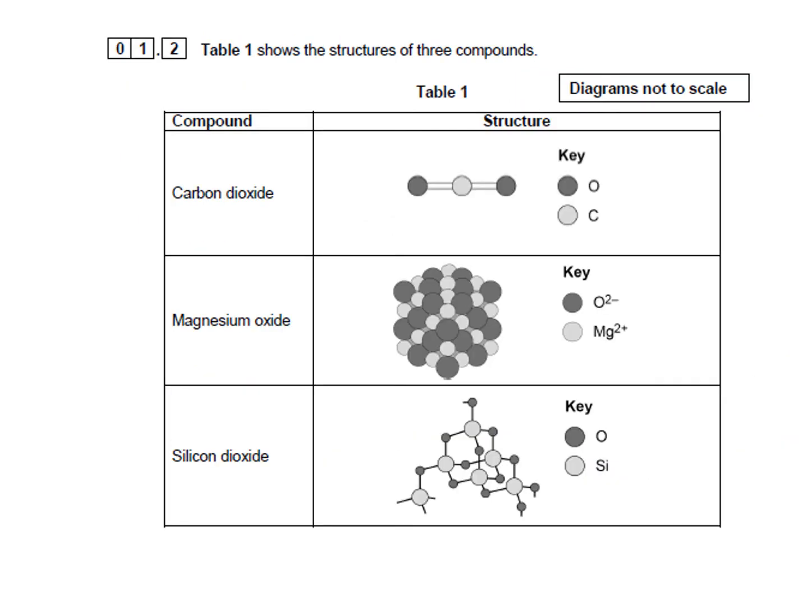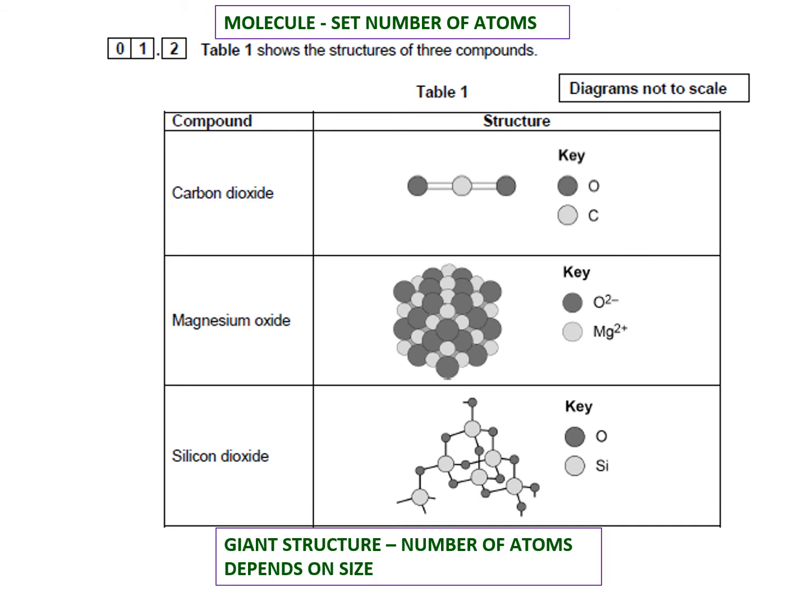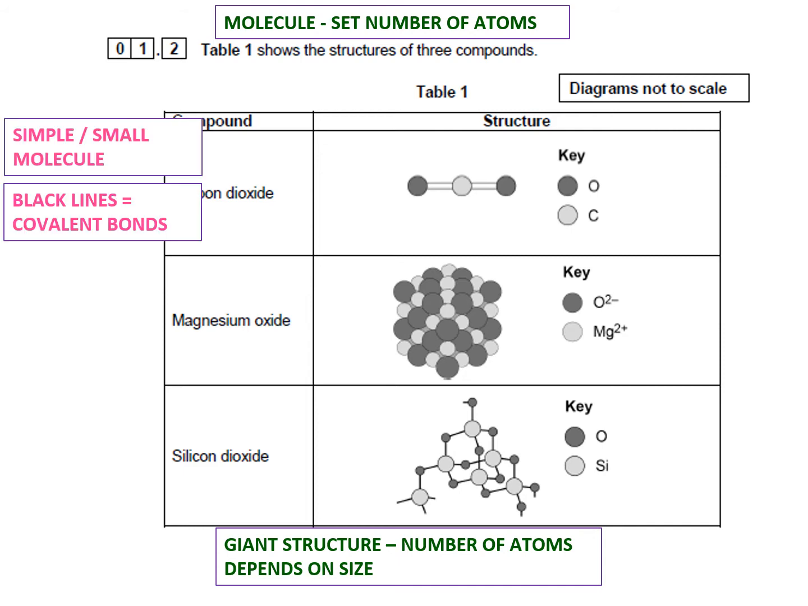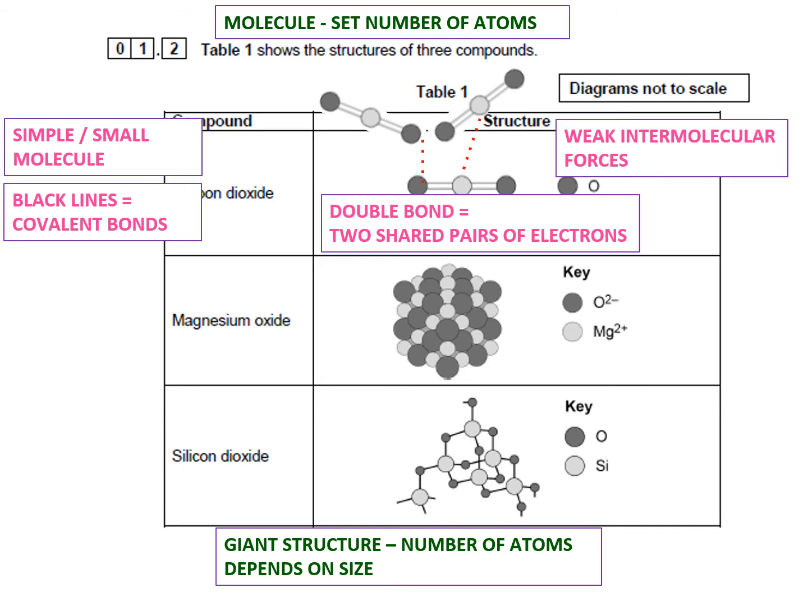Second part then, it's asking you for a long answer question, so you need to review and think about what you know. Carbon dioxide is made up of small molecules, whereas both magnesium oxide and silicon dioxide are giant structures. So small molecules, our black lines are covalent bonds. Why are there two there? Because we have a double bond, two shared pairs of electrons between our carbons and our oxygens, with weak intermolecular forces.